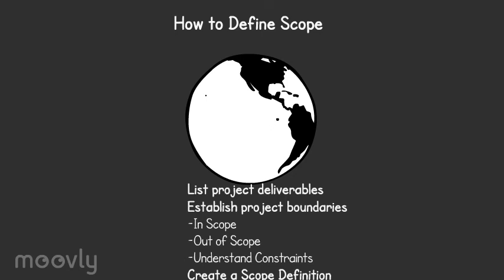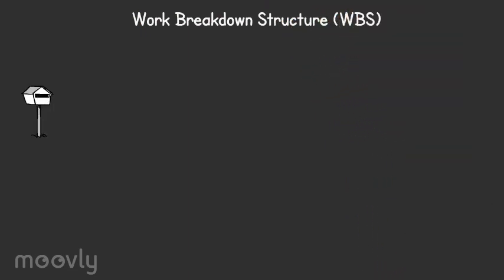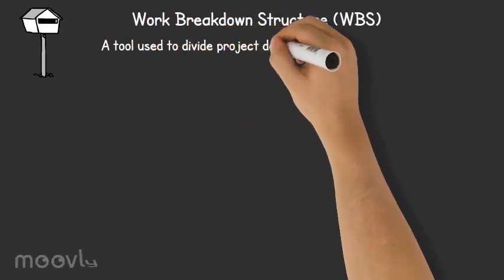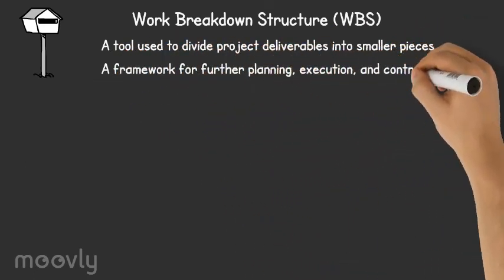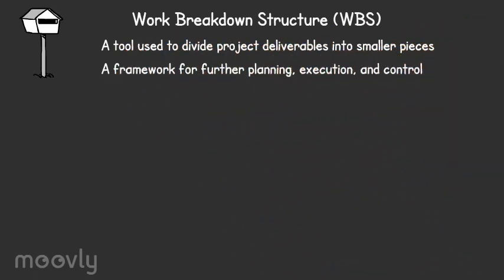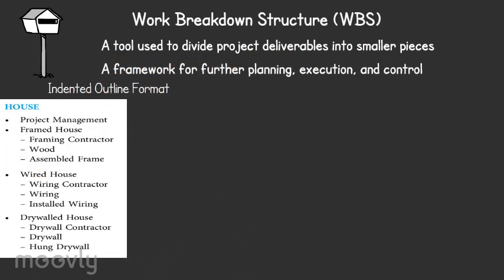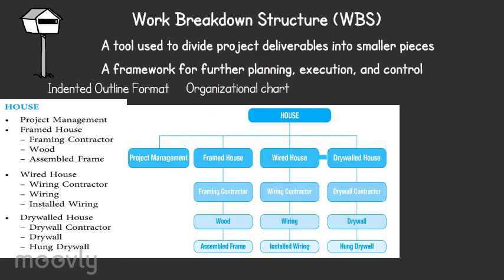Work breakdown structure, known as WBS. It is a tool used to divide project deliverables into smaller pieces, a framework for further planning, execution and control. It is divided into 3 parts: indented outline format, organizational chart, and free format.